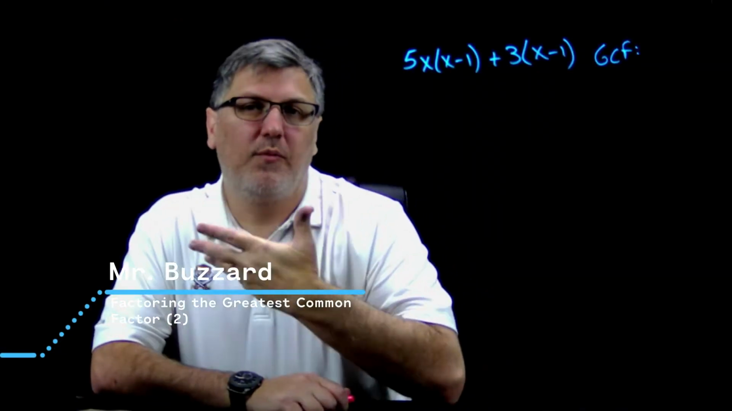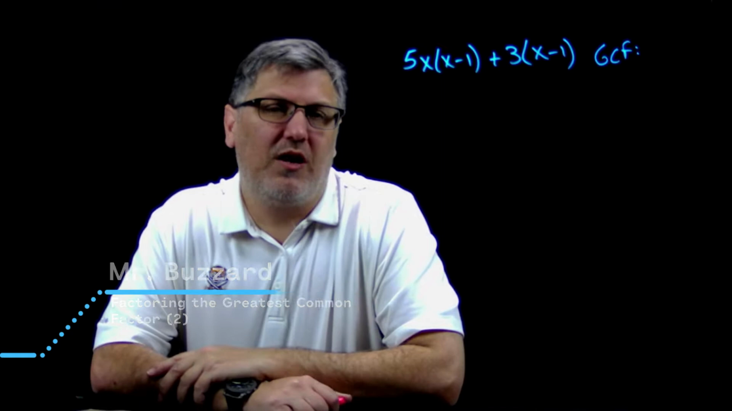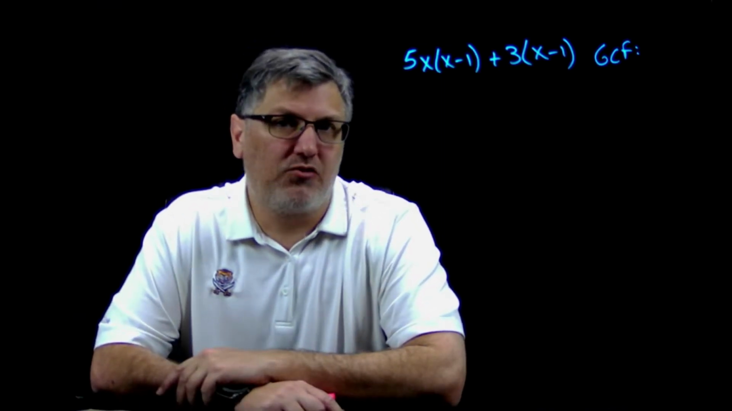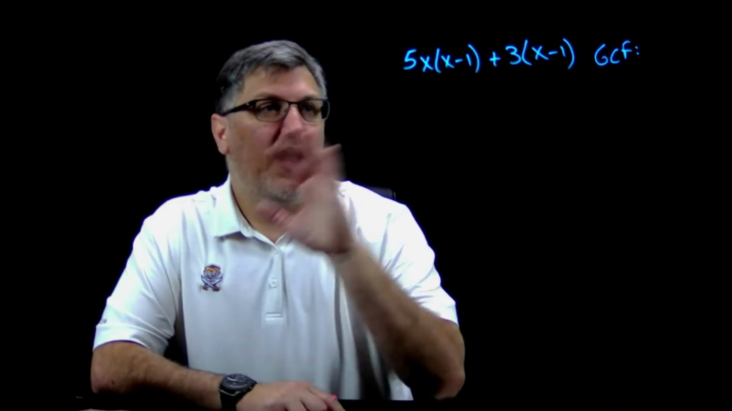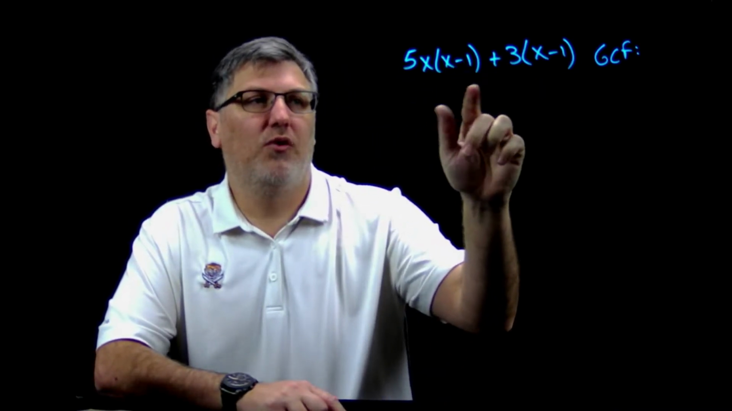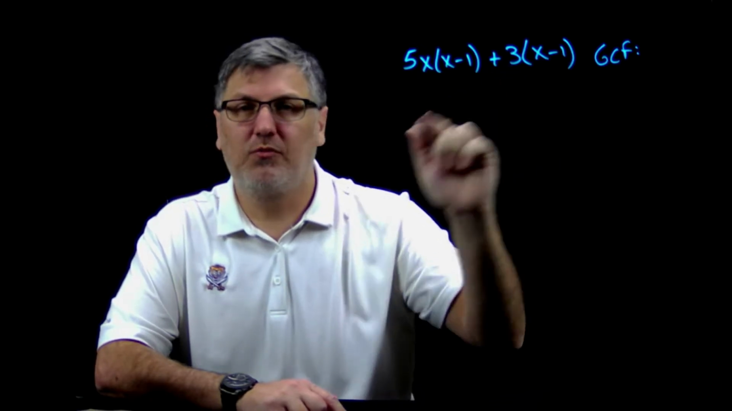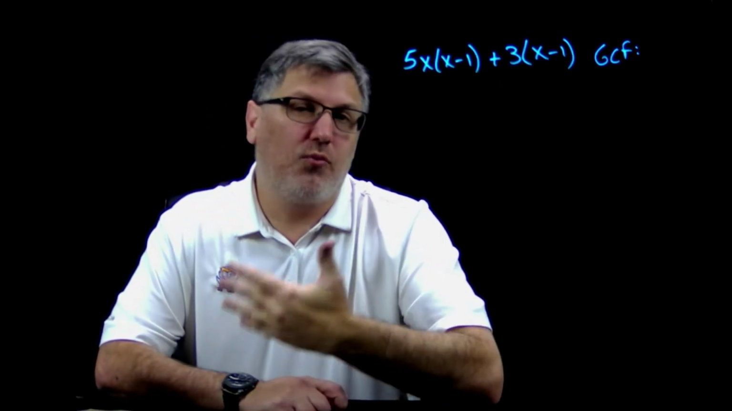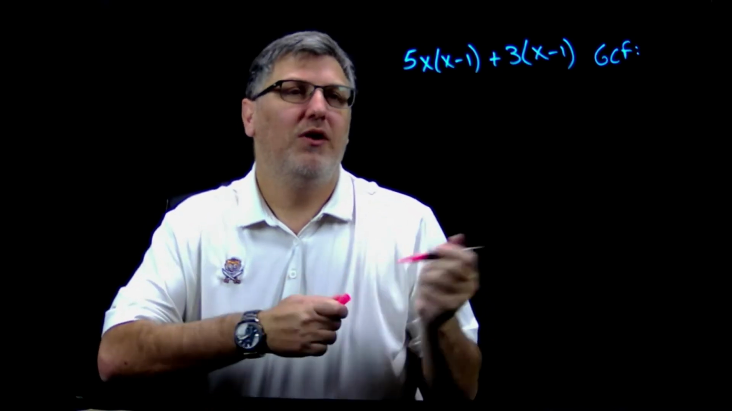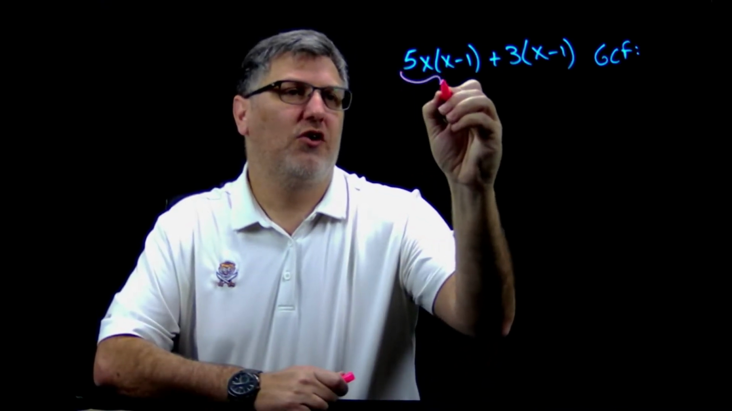All right, so let's look at a little bit more of a complicated example of a greatest common factor that you're going to be able to do as we progress through factoring here. So I have an expression here, 5x times x minus 1 plus 3 times x minus 1. Well, the key is we're still going to factor a greatest common factor, and we have to look at these terms.